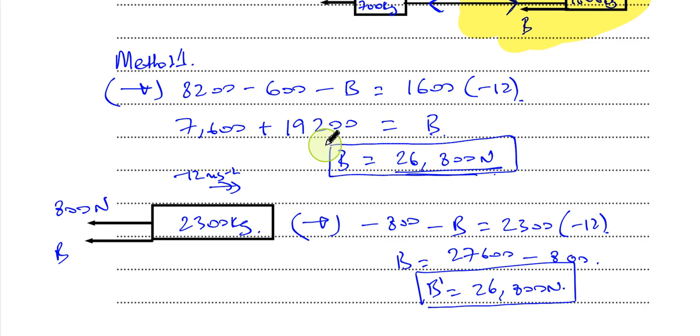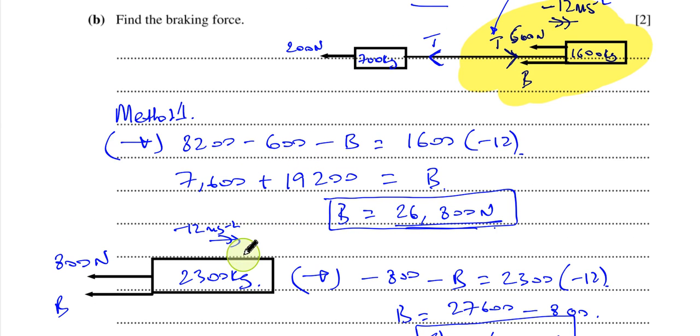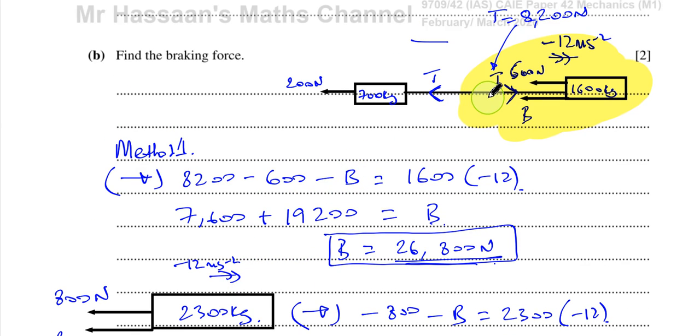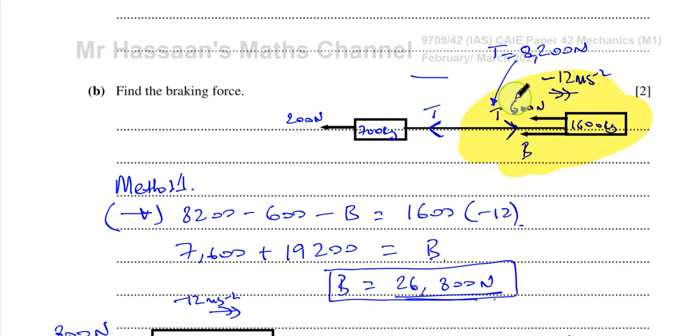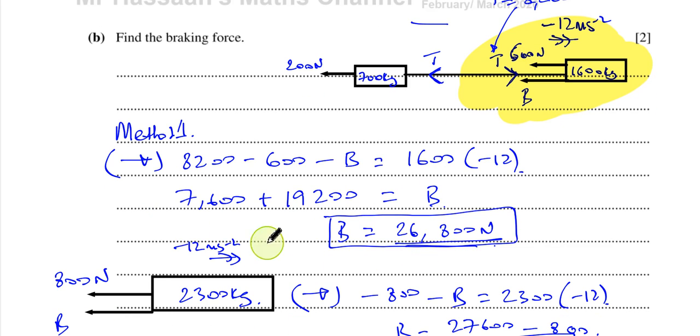I just want to show you a variety of ways of answering such questions. Sometimes you have to consider the system as a whole, for example, if you can't find the thrust in the system. Here, they gave us the acceleration, so we could find the thrust in the system. But if you didn't have the acceleration, then you could find the acceleration by ignoring the thrust and taking it as one particle.